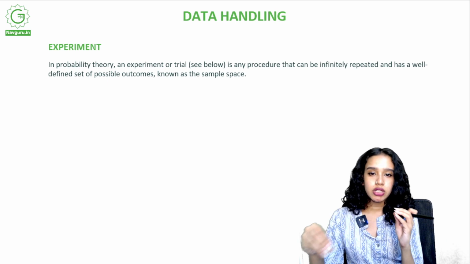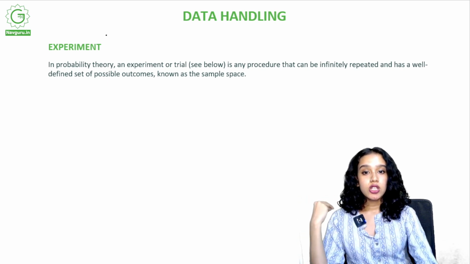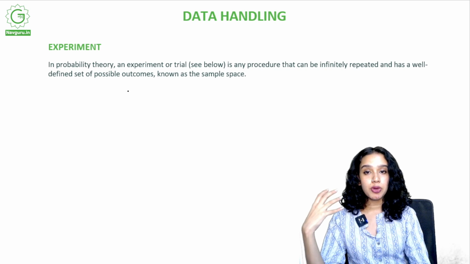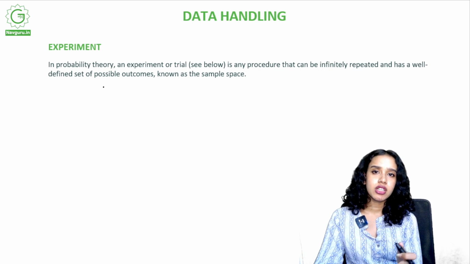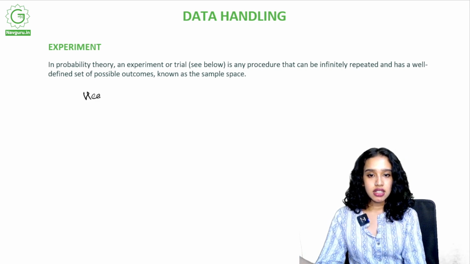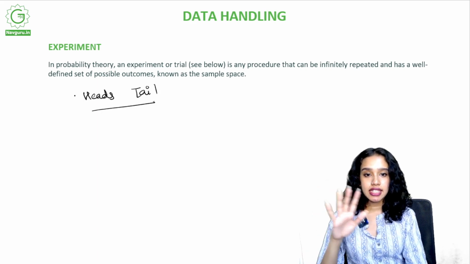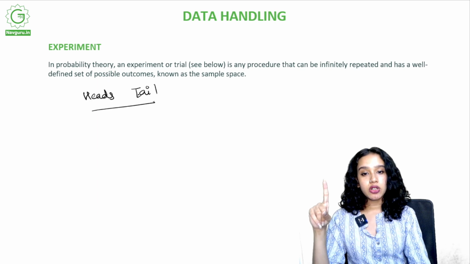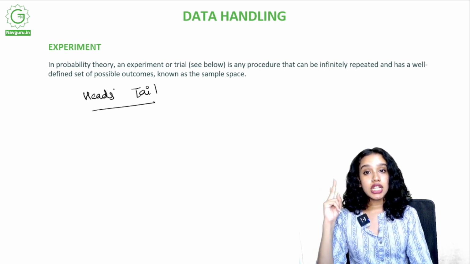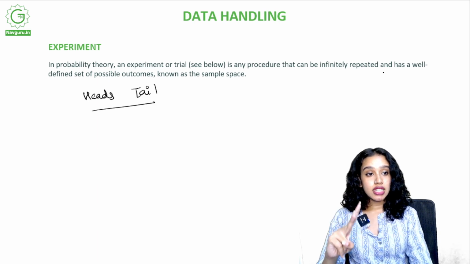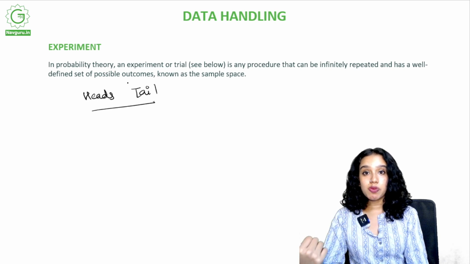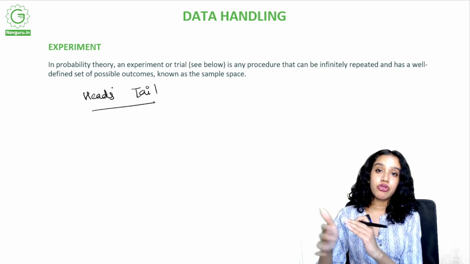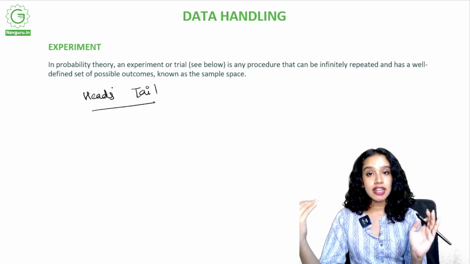Now this is a little bit complicated explanation. So basically, what is an experiment? An experiment is a procedure that we do. If I'm tossing a coin, what are the outcomes of tossing a coin? I'll get heads or otherwise I'll get tails, right? There are two possible outcomes, heads and tails. So if we are tossing a coin, we know that there are only two possible outcomes. So it has a well-defined set of possible outcomes, and it can be infinitely repeated. Even if I'm tossing a coin 500 times, I'm just going to get heads or tails.